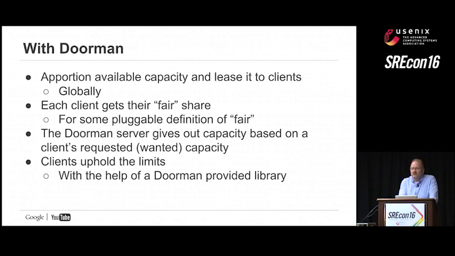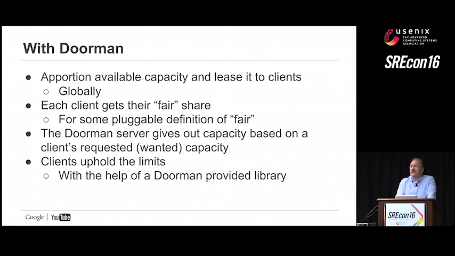Depending on all the clients on the planet and however much capacity they want and however much there is to give out, each client will get their fair share for some pluggable definition of fair, using the tricks of modern software engineering. You can plug in different algorithms that have a different definition of what fair is. We have two algorithms that work fairly well.